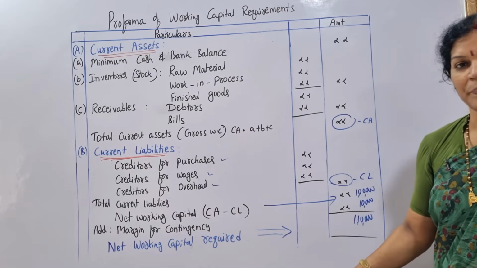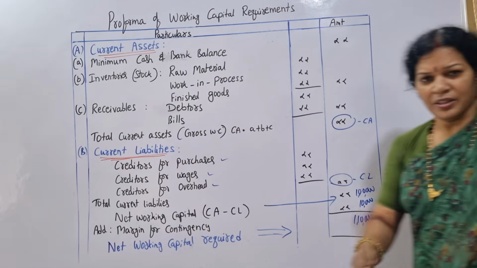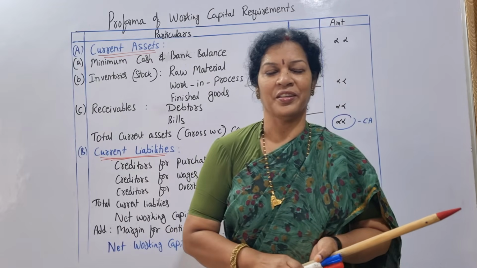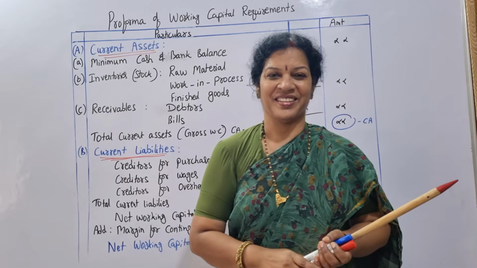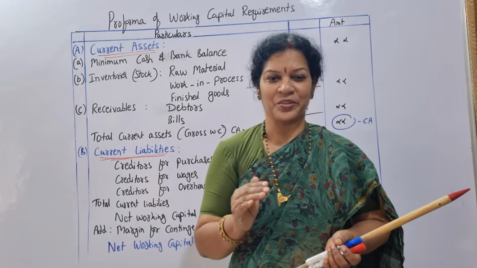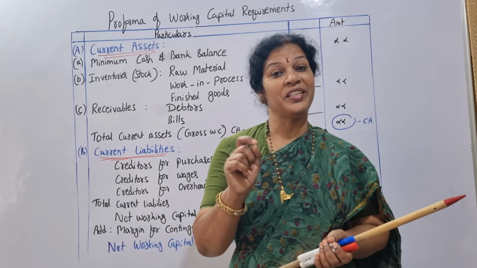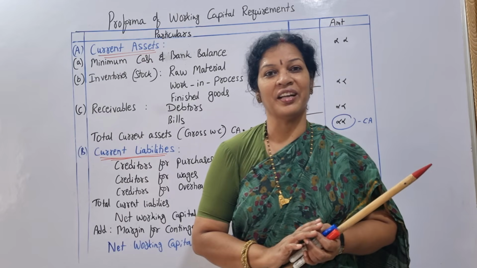Very simple, right? Understood? Screenshot? Yes, you can. Next class we will work out problems. Very easy, nothing to worry. You only have to use your logic. What are the current assets? What are the current liabilities? And what are the conditions set for each and every current asset? Like that, you have to be alert and careful.